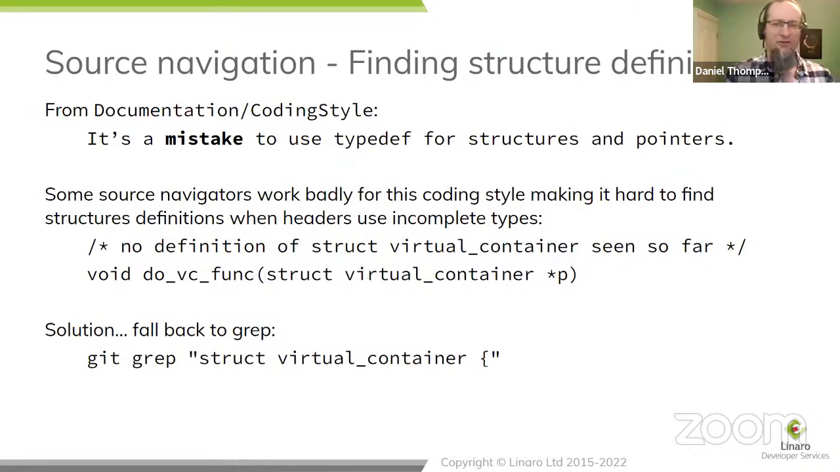And then if you say, find the virtual container, some source navs will show you 200 functions that have it in the function prototype, because that's where it got declared. Not all source navs have that problem, but if you are stuck with one that does, you can fall back to grep as an alternative. Git grep, struct virtual container, and look for that hanging brace. Because that conforms to the coding style, this will almost certainly find the single line in the kernel where the structure is defined.